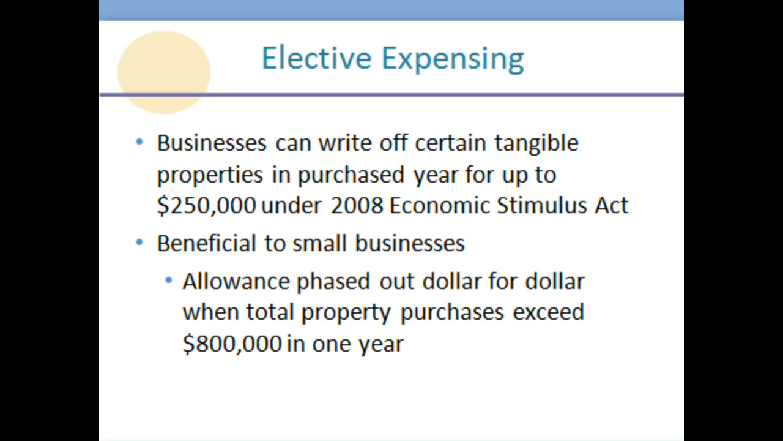which brings us to elective expensing, which is about a business being able to write off certain tangible properties if purchased in a year for up to $250,000 under the 2008 Economic Stimulus Act. This is very beneficial to small businesses, and this allowance was phased out dollar for dollar when total property purchases exceed $800,000 in 1 year.